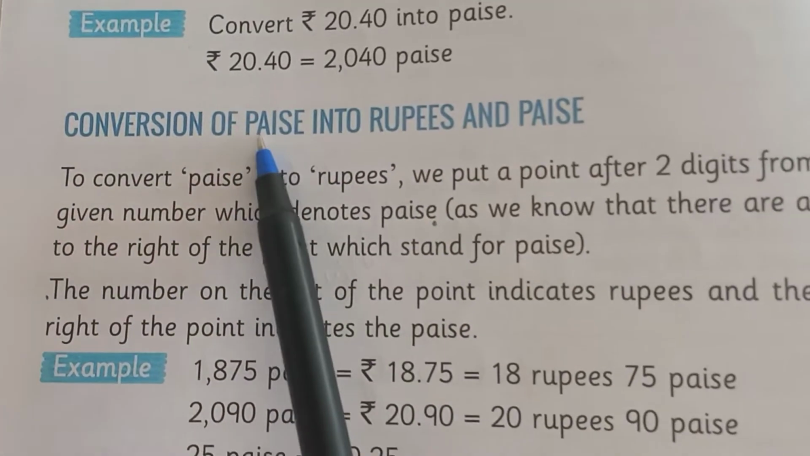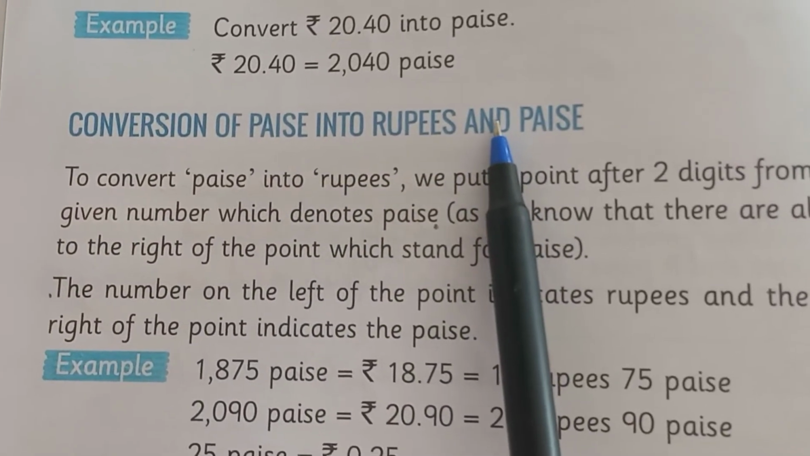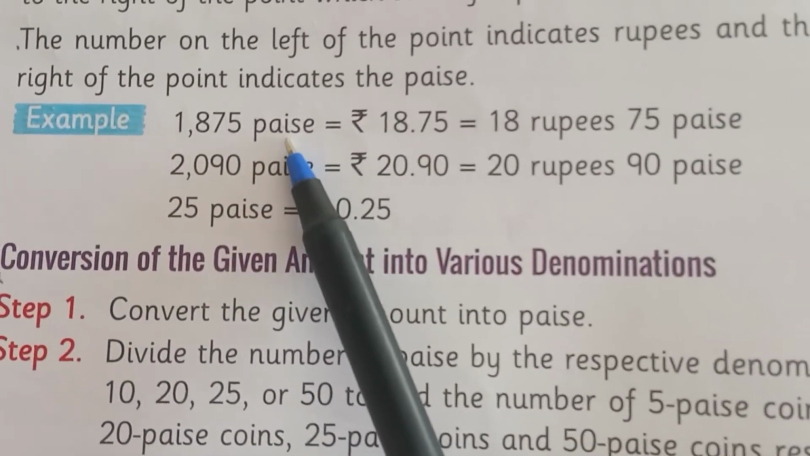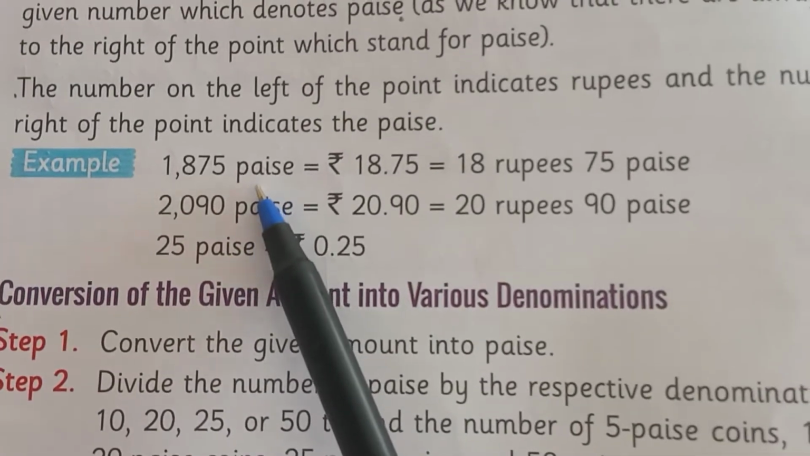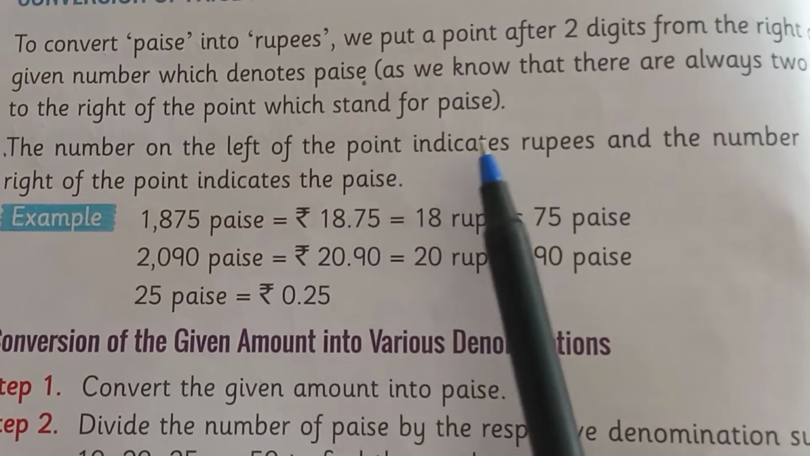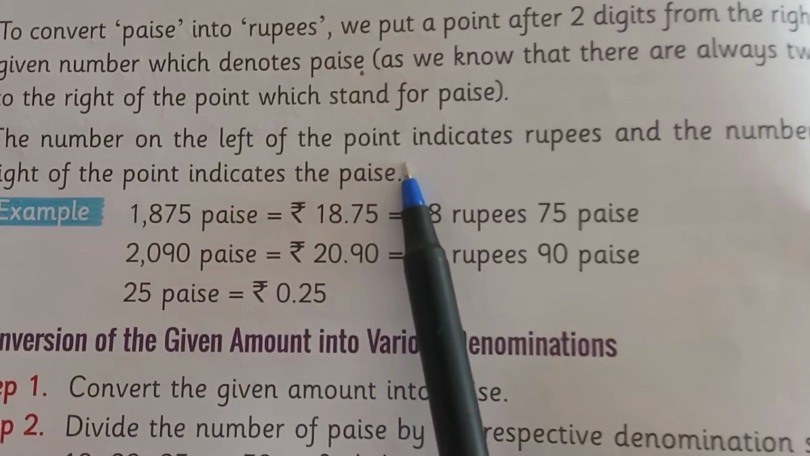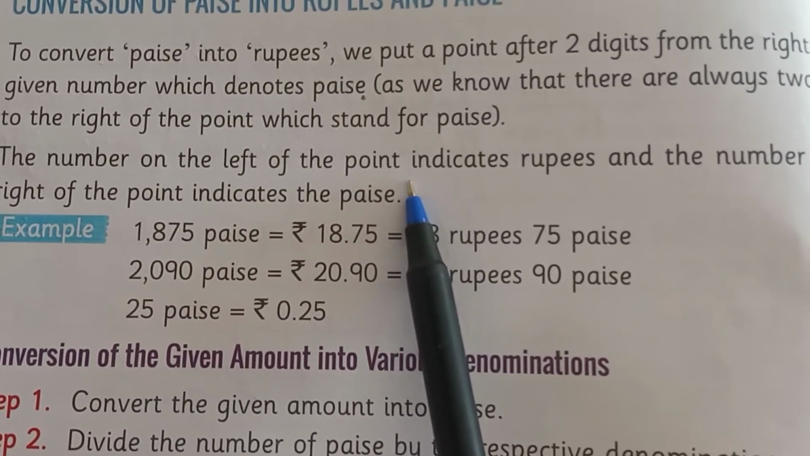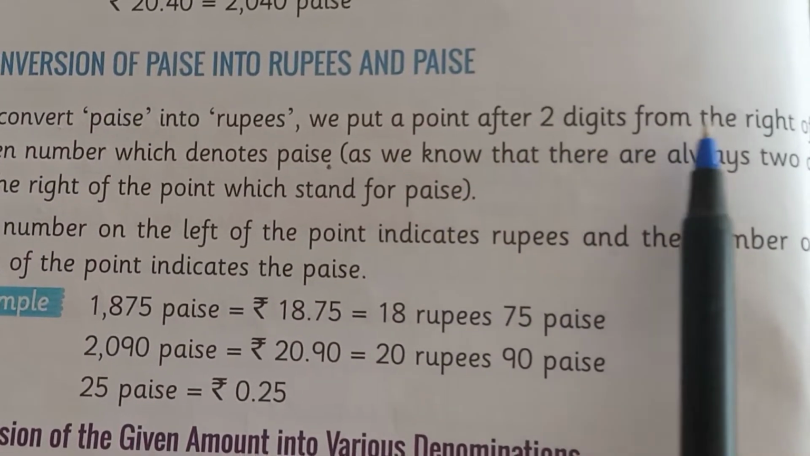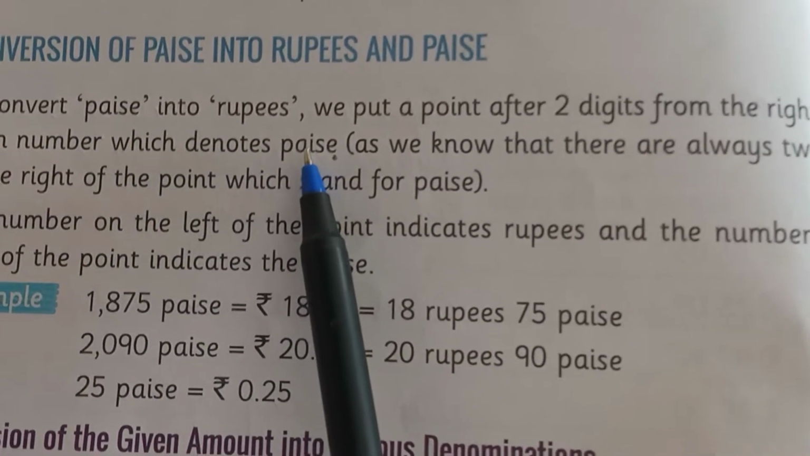At the same time, we had done conversion of paise into rupees and paise. Means the question is given in paise and you have to find the answer in rupees and paise. So what will we do? Suppose we have 1875 paise and you have to convert it into rupees and paise. The number on the left side of the point indicates the rupees and the number on the right hand side of the point indicates the paise. You know this, no? So how will you convert it? Yes, to convert, we put a point after 2 digits from the right of the given number. And these 2 digits denote paise.